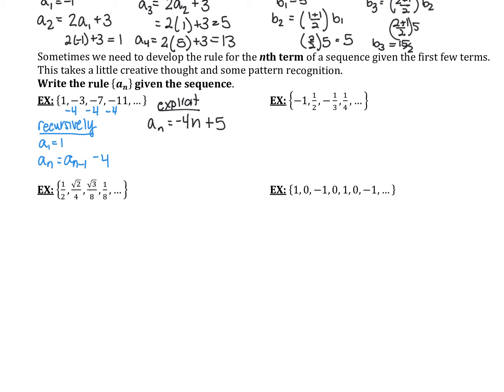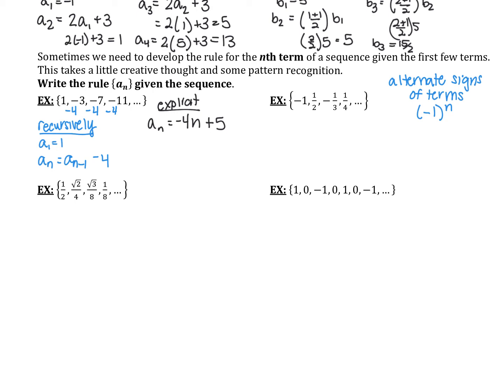Notice that this next one alternates between a negative and then a positive, and then a negative and a positive. Can you think of any way to make something alternate? If we want to alternate the signs of terms, what we're going to do is use -1 raised to the n power. So negative 1 raised to the n power is going to alternate signs.